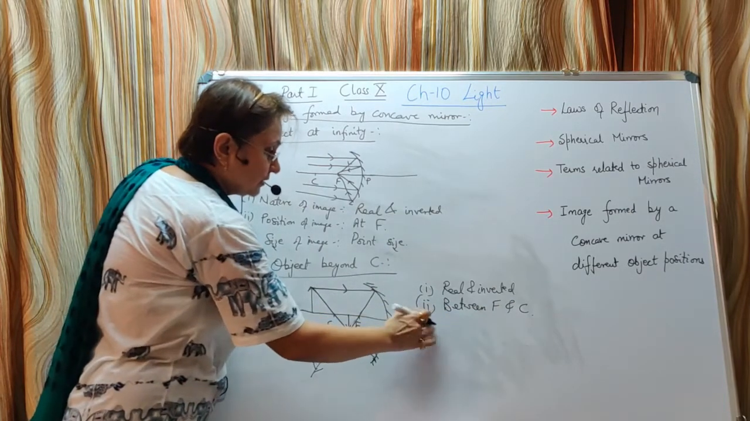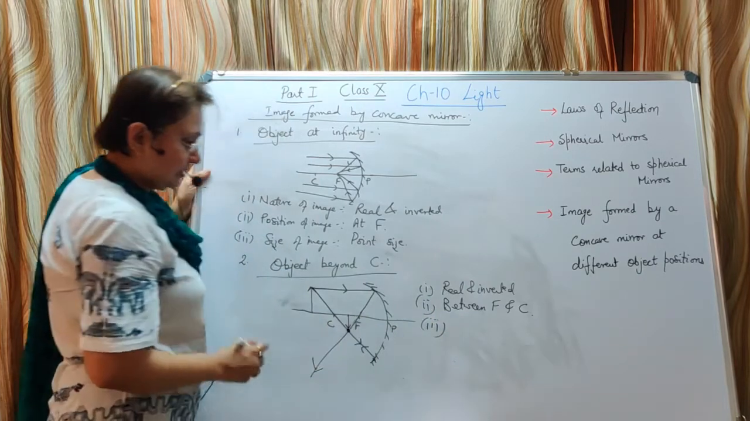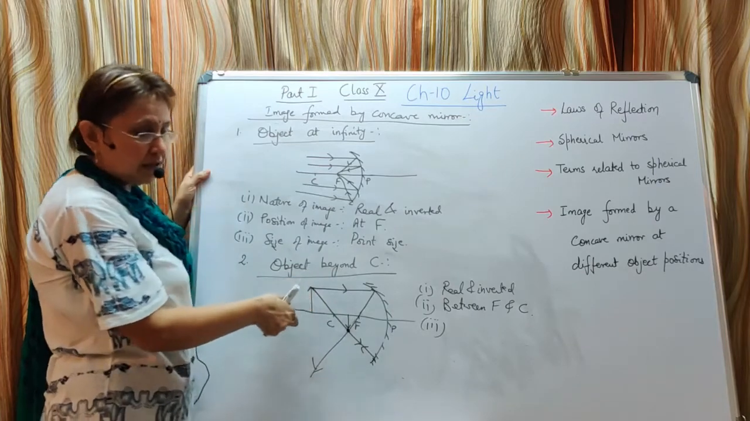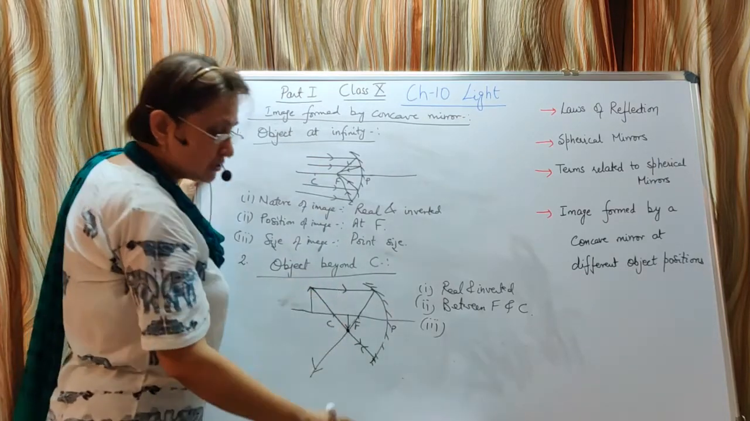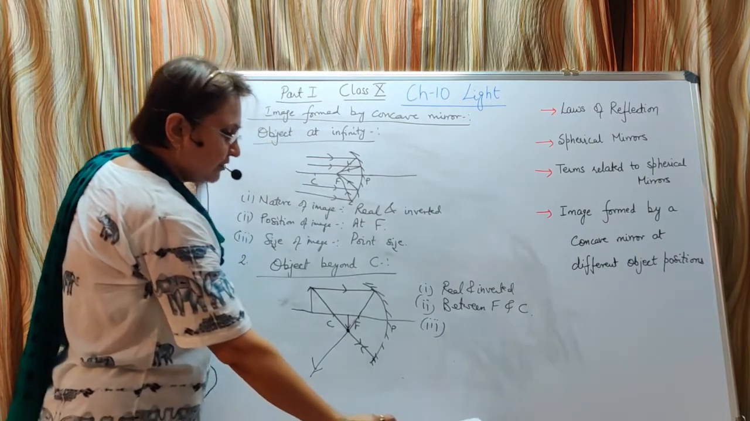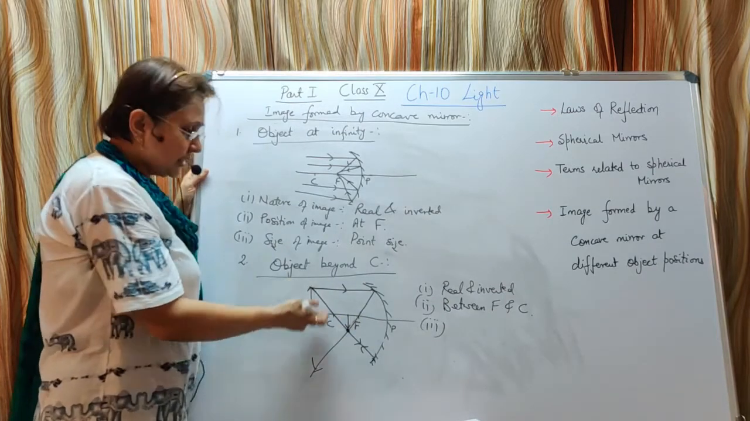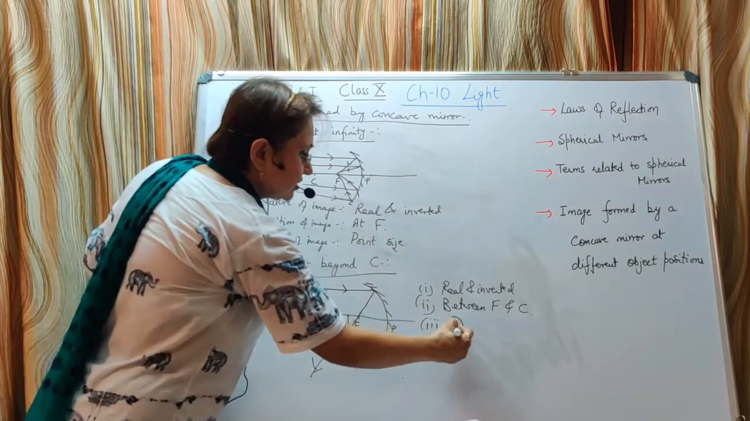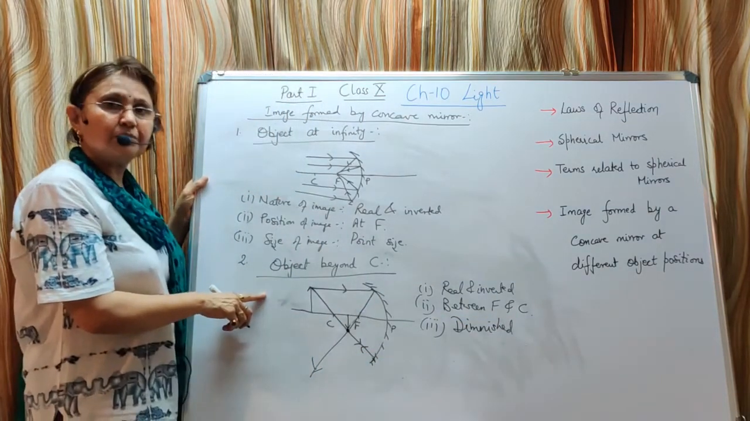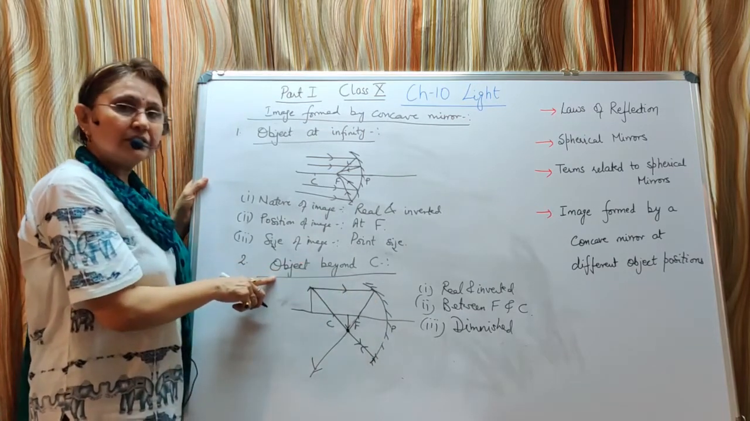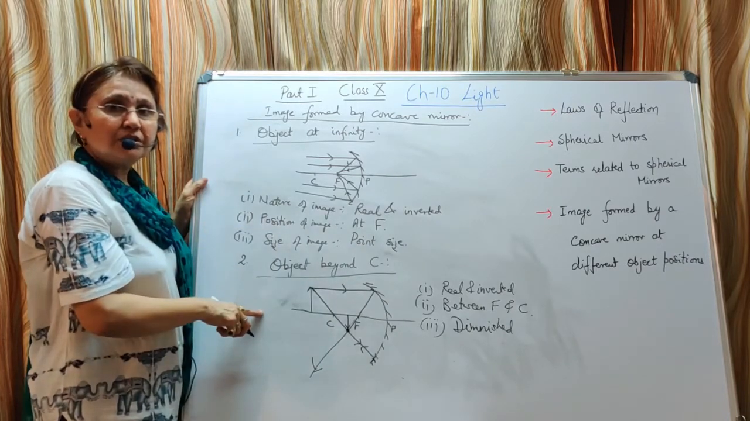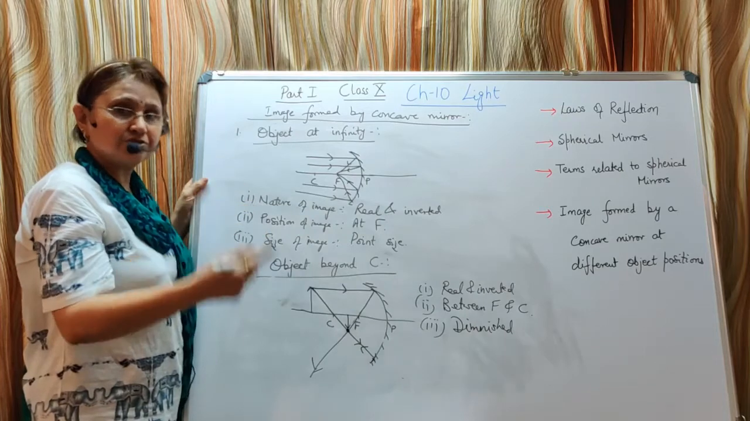Now the third point is the size of the image. From the figure you can see that the image is smaller than the object, and whenever the image is smaller than the object, we say that the image is diminished. So the image is diminished, that is smaller than the object. Okay, these are the 3 points whenever the object is placed beyond center of curvature. A few more object positions are there which we will continue in the next video.